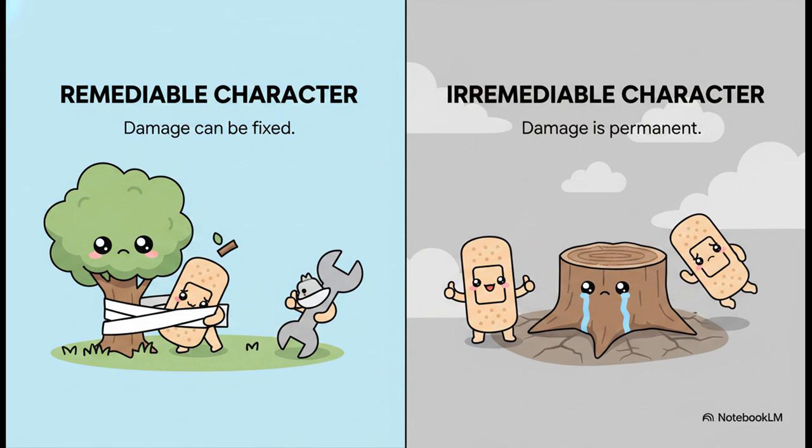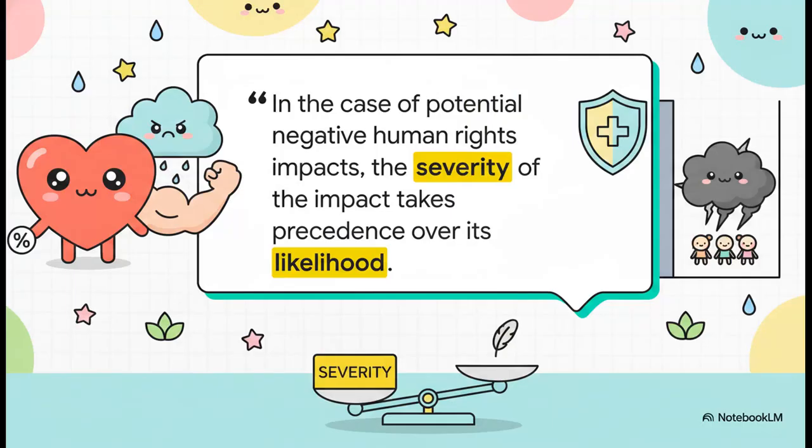And finally, there's what's called its irremediable character. This one's a big deal because some damage just can't be undone. The question you have to ask is, can this harm be fixed? If an impact is irreversible, like say wiping out a species or destroying a sacred site, then its severity is by definition incredibly high. And this brings us to a hard and fast rule in the GRI standards.